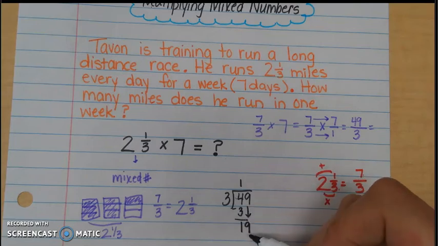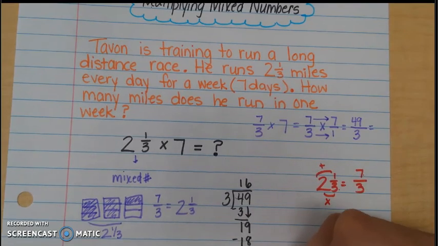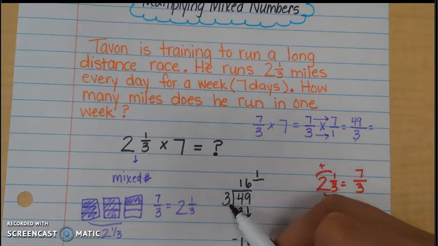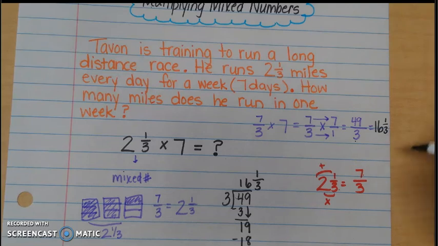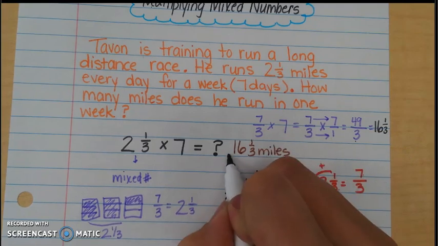3 goes into 19 6 times, and 6 times 3 is 18. We're left with a remainder of 1. No more digits to bring down. Our remainder becomes our numerator, and our denominator stays the same as 3. So 49/3 is equal to 16 1/3. Let's go ahead and write that as our full answer. So if Tavon is running 2 1/3 miles a day for 7 days, he's running a total of 16 1/3 miles in those 7 days.